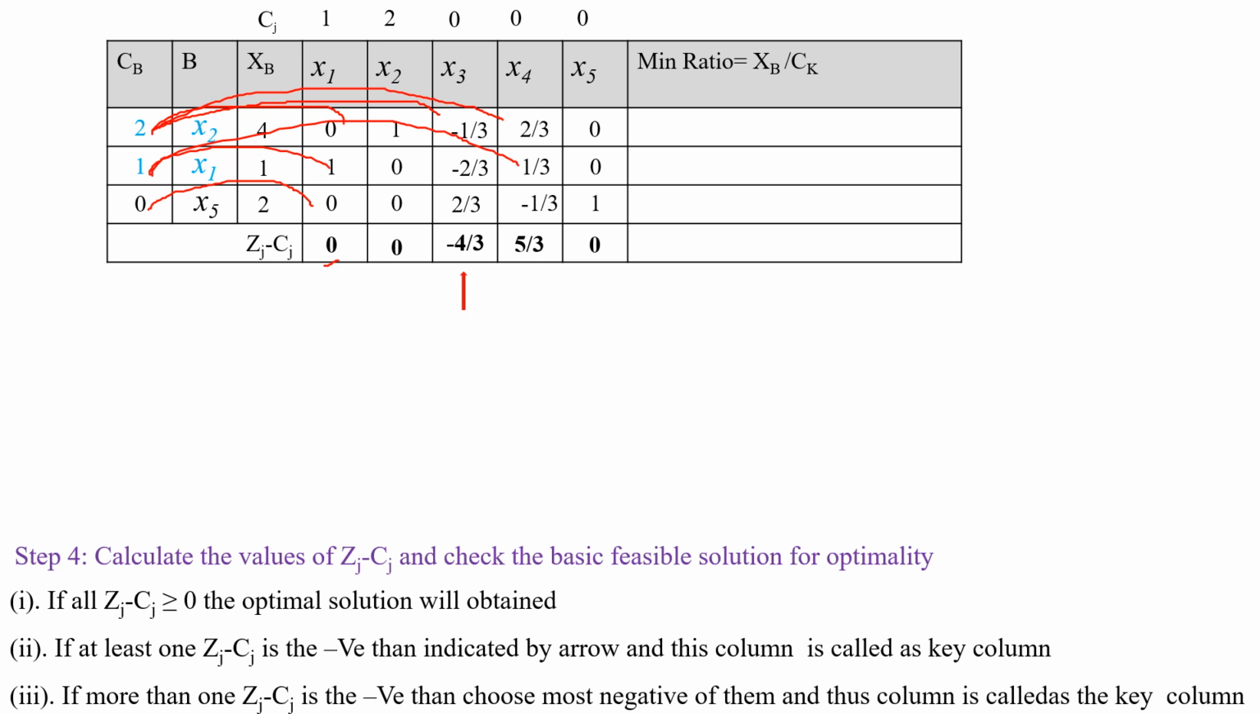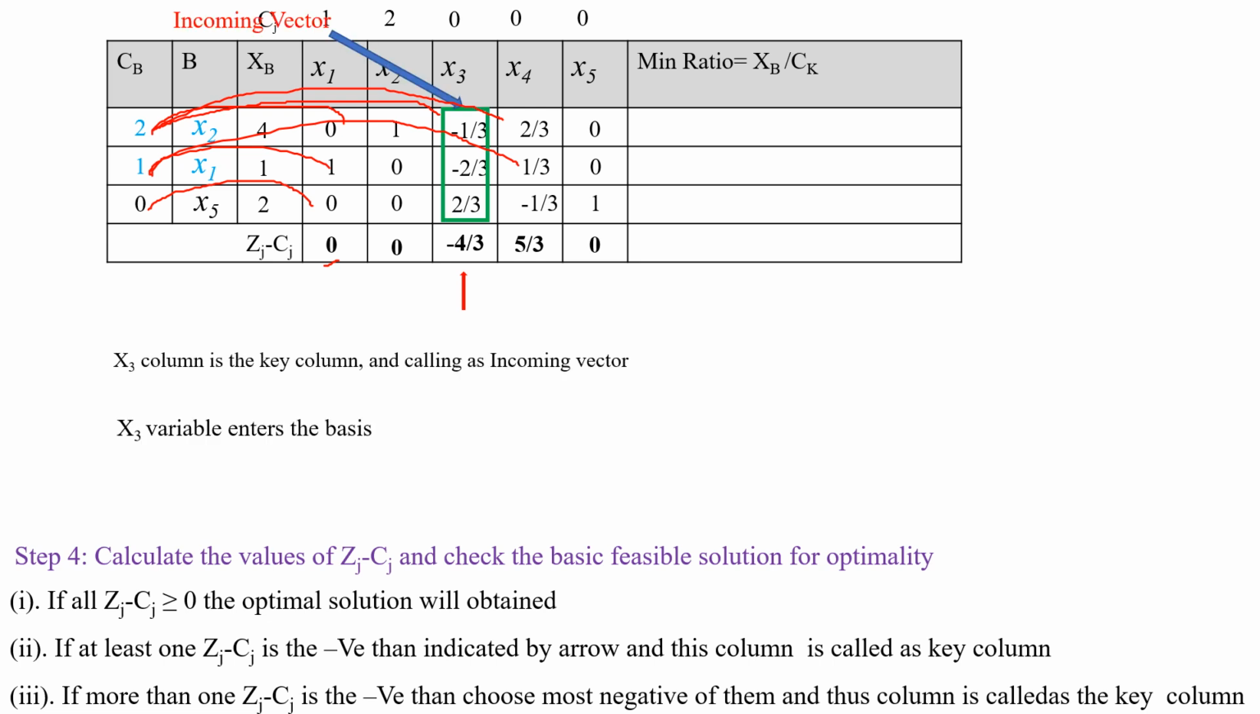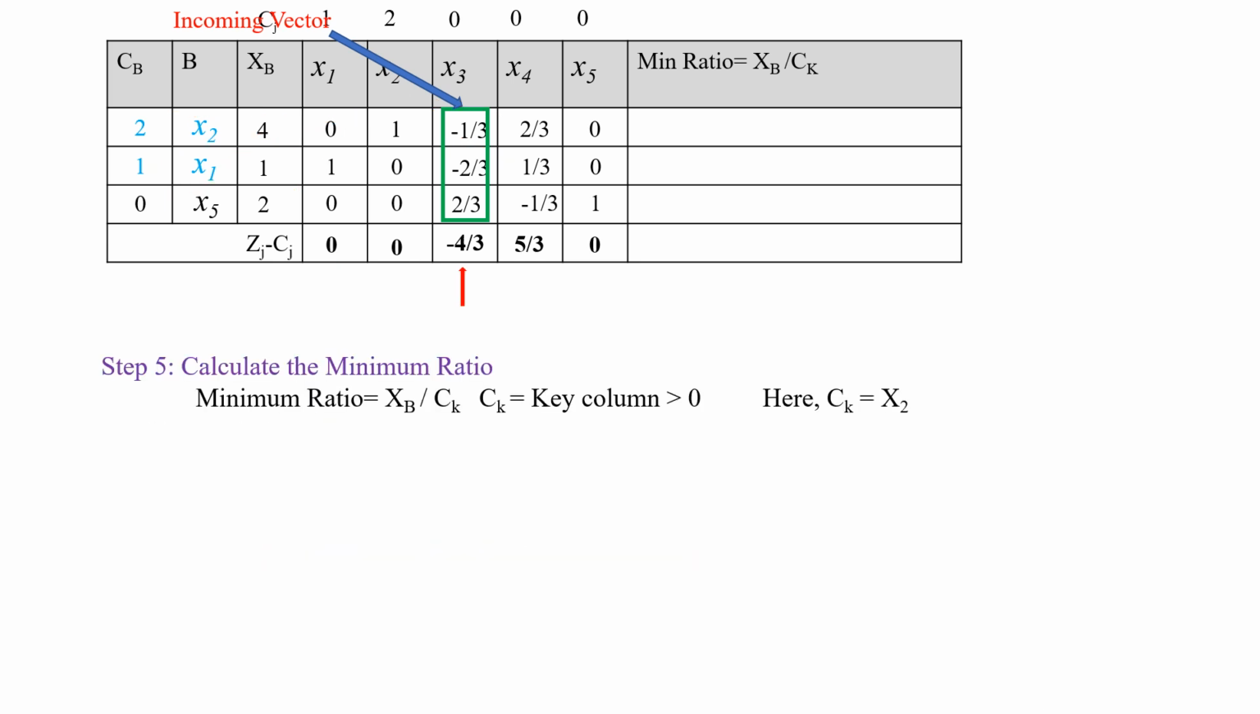So here the most negative value, only one Zj minus Cj is negative, and its value is minus 4 by 3 for the x3 column. So the x3 column we are calling the key column, and it is called the incoming vector. So the x3 variable enters into the basis.